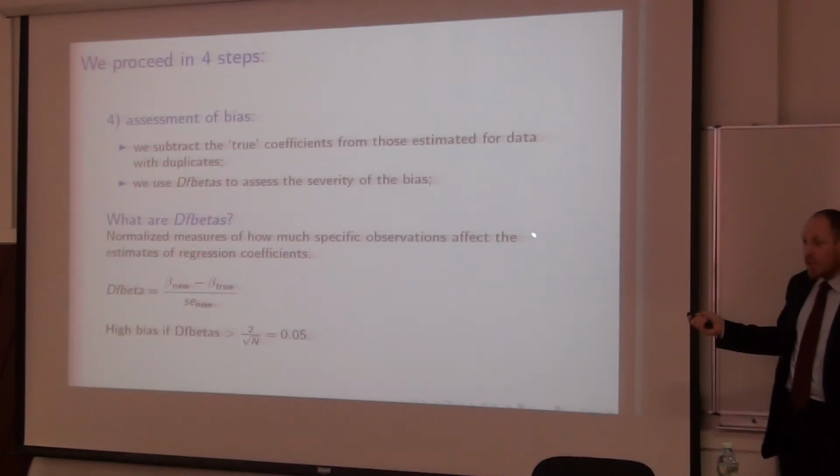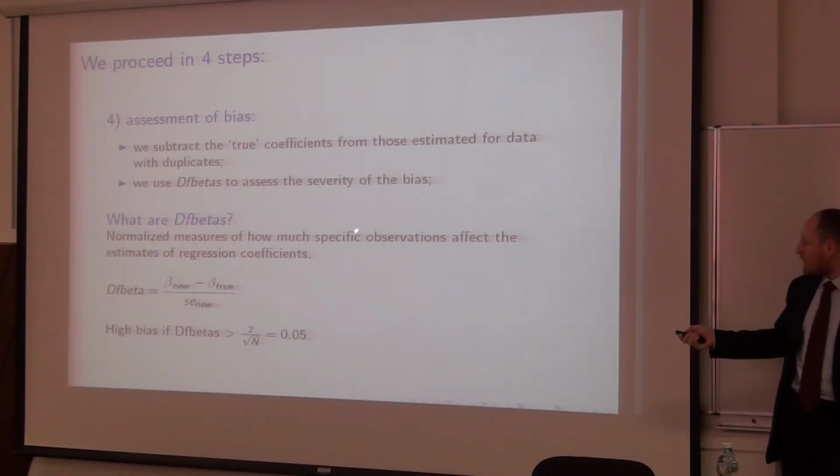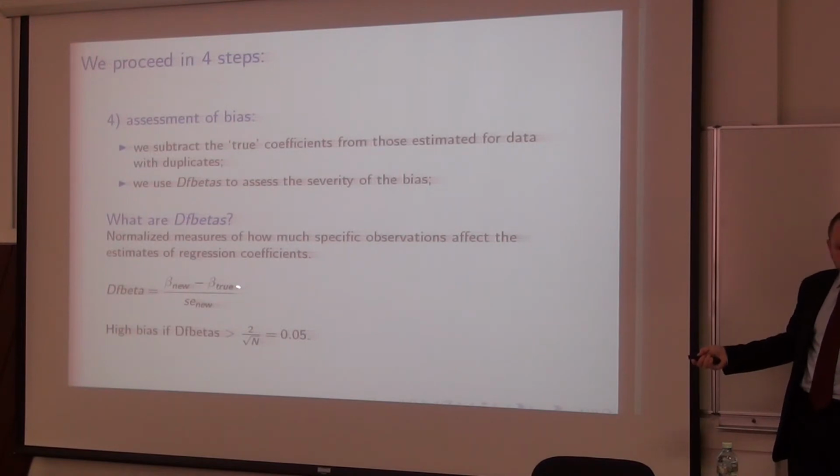What are the DF betas? Some of you are familiar with this. They are just normalized measures of how much a specific observation affects our coefficients. They are computed as the difference between the coefficient when you have duplicated data minus the true coefficient, over the standard error of the new coefficient. And the DF beta is considered to be high if it is over a certain threshold, which is given by 2 over the square root of the sample size. If the sample size is 1500, our reference threshold is 0.05.